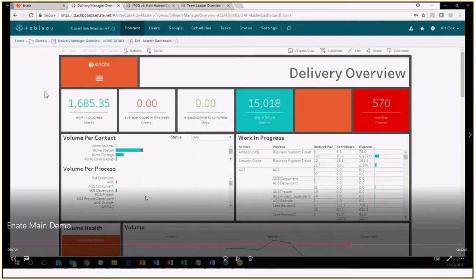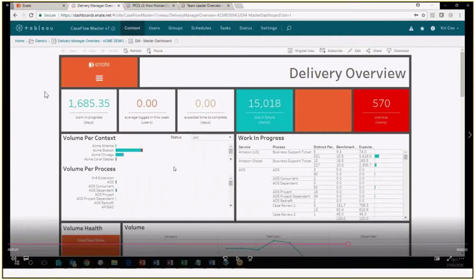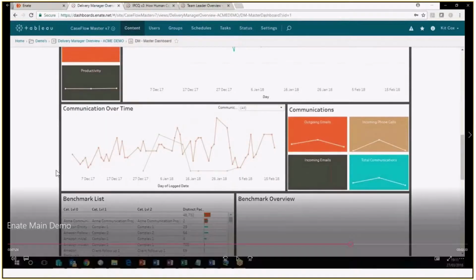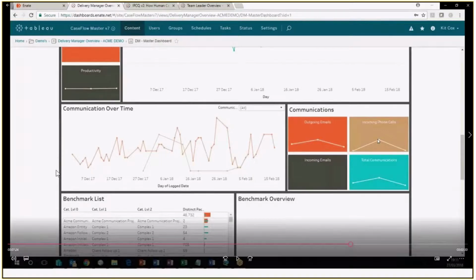Down below here are various volumetric information. So this is volumes per geography, per customer. It can be volumes per process or any kind of cross section which you really want to have a look at it in. Below that, so this is a video, I'm just going to let it catch up. Below that are comms information. So outbound mails, inbound mails, phone calls, what are the various loads like throughout different days.